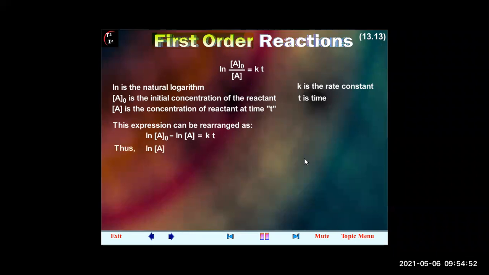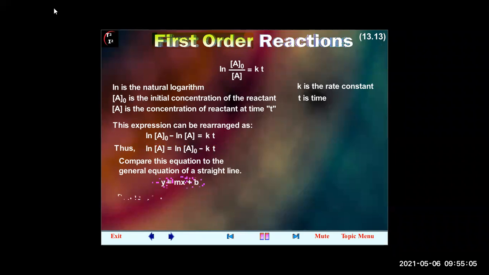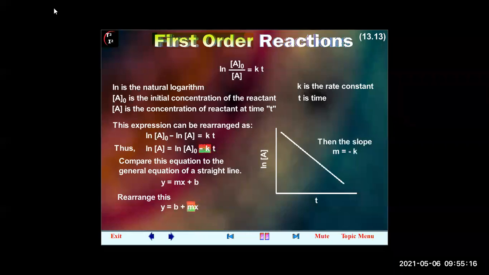Thus. Compare this equation to the general equation of a straight line, y is equal to mx plus b. Rearrange this: y is equal to b plus mx. Then the slope, m, is equal to negative k.